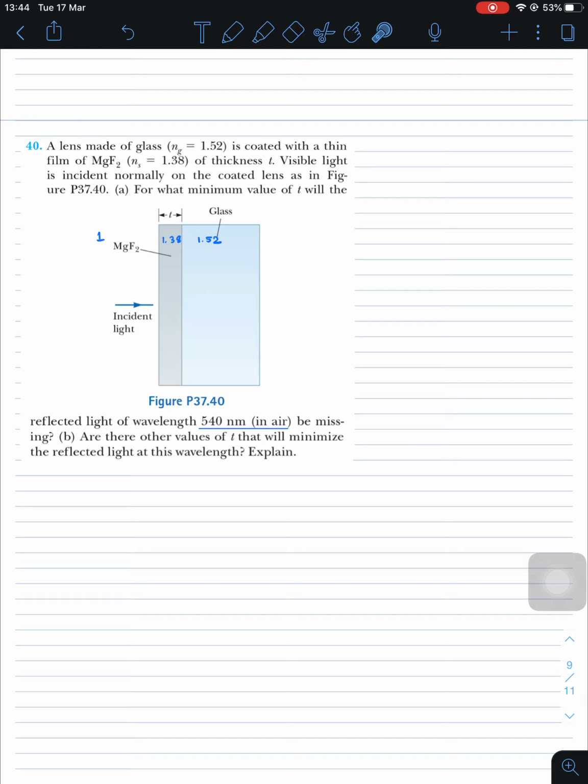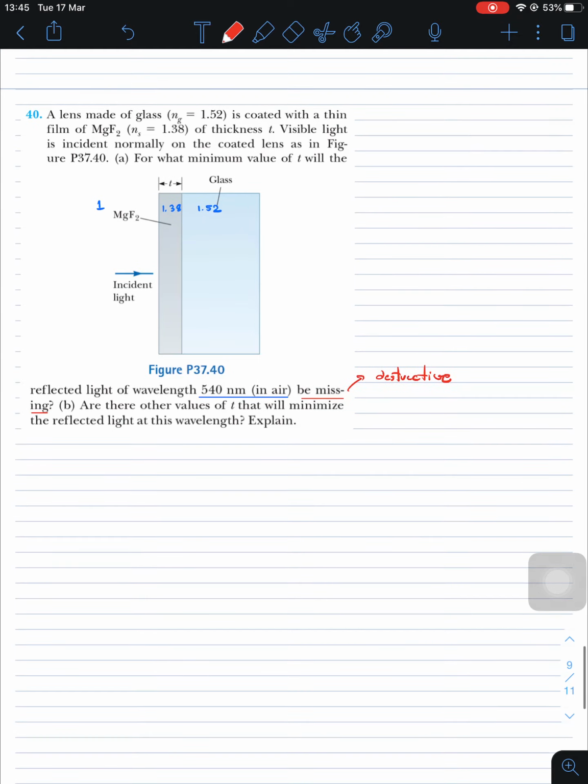We just want to find the minimum value of T when the reflected light is missing. It means that it's going to be destructive interference, right? It's going to be destructive interference, because we don't want to see the reflected light. It's going to be destructive interference here, okay.